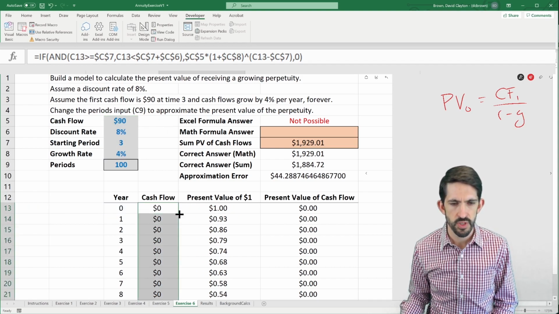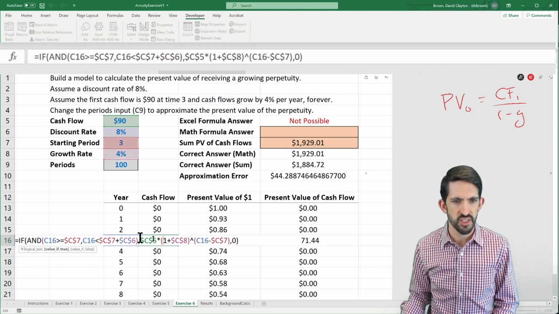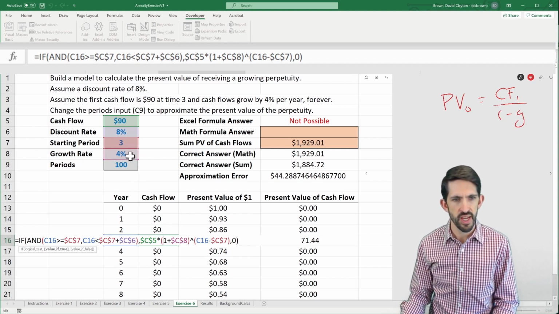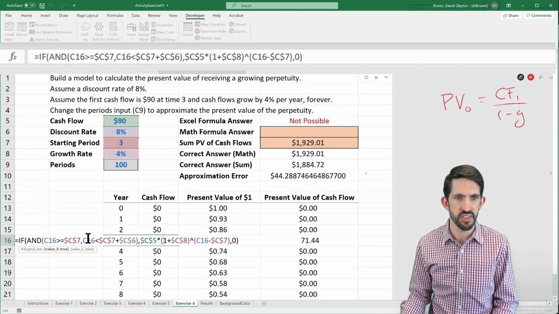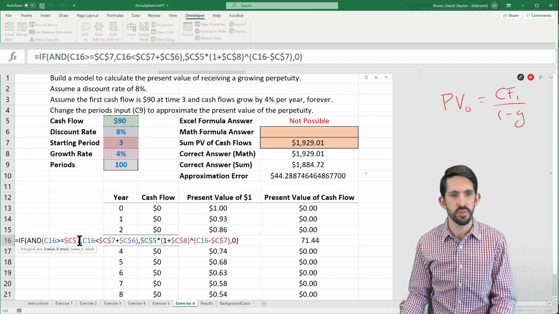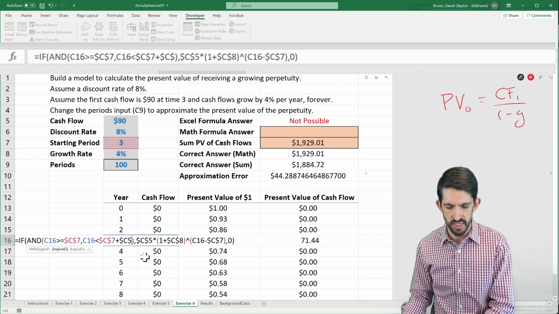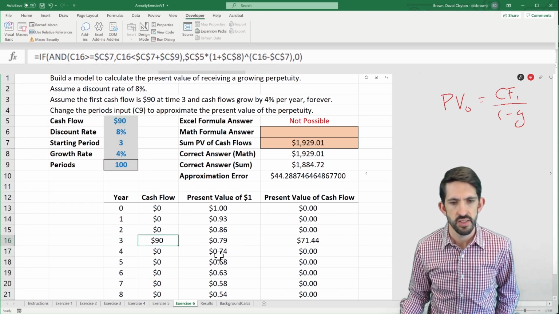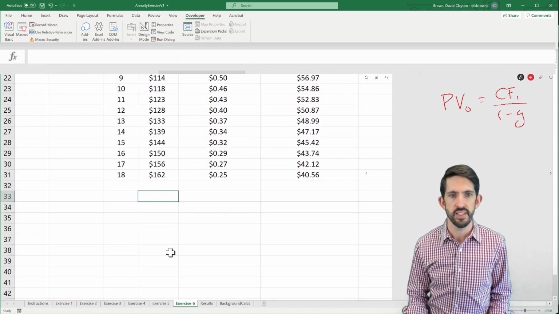Let's see if that works. It almost worked. We have to check again. Let's see, our growth rate is in there now, so we have to make the adjustment for that. And our discount rate moved a little bit. So we know that the starting period has to be greater than or equal to 3. That looks okay. But here we got to have C9 instead of C6. So now we see that we get $90. It grows. And it stops in year 18.